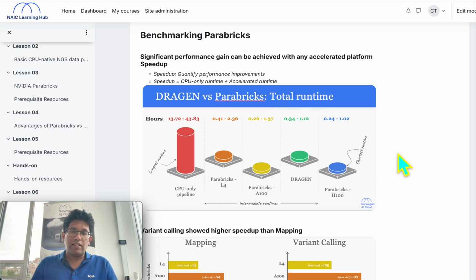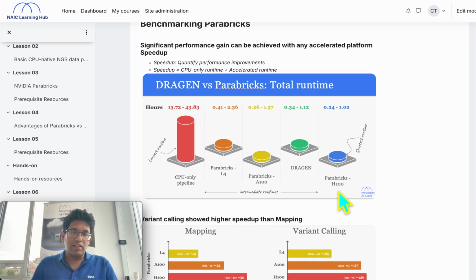This first figure shows that when we run our samples on CPU platforms, a CPU only pipeline, the runtime is considerably larger than all the accelerated platforms. Meaning, when you implement any accelerated platforms, you could cut down the runtime drastically. If you are interested in looking at the actual numbers, I encourage you to read our paper where we have provided detailed information about these benchmark datasets.